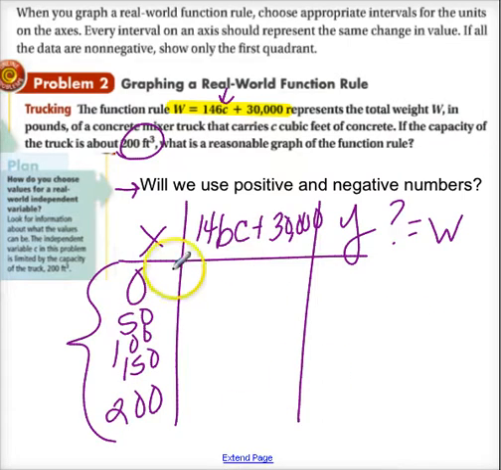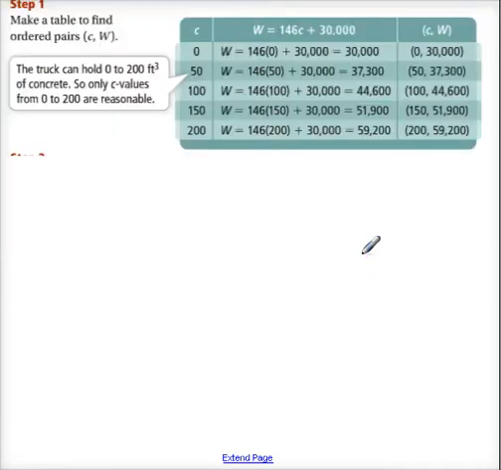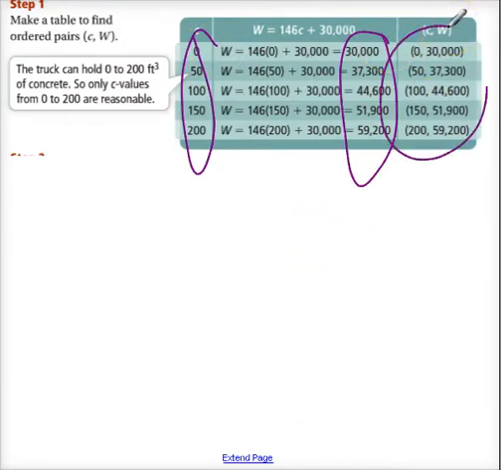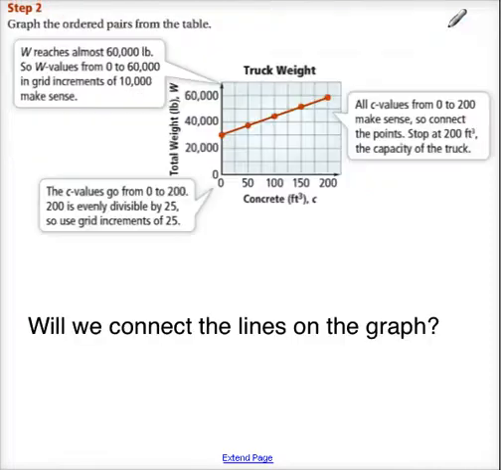So I'm going to count by 50s. So now I'll plug these in and I'll get my y values. They've done it for us. So they use the same inputs, 0 through 200, and they got their outputs. So these are the points that you would then graph on your graph. Okay, so this is an appropriate graph for that scenario.